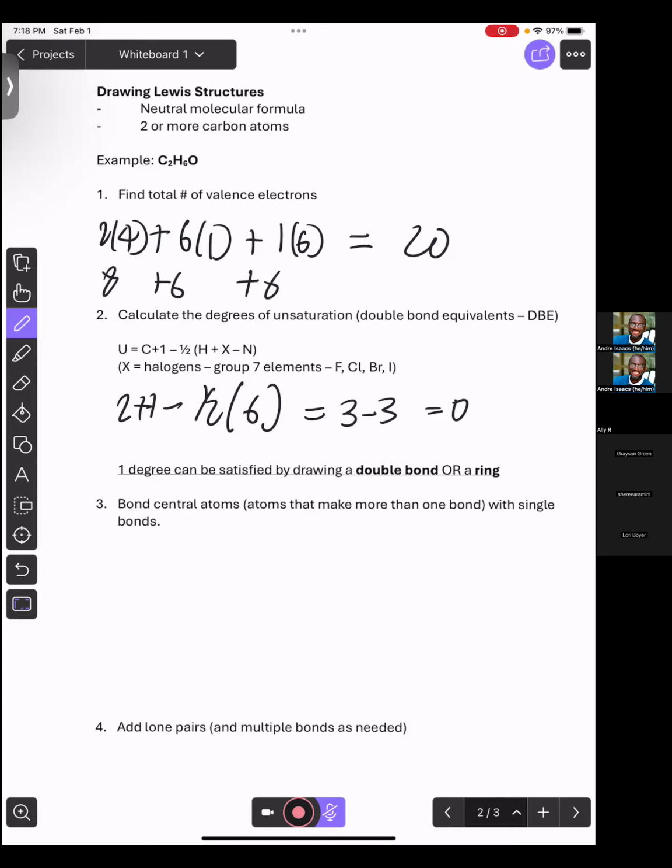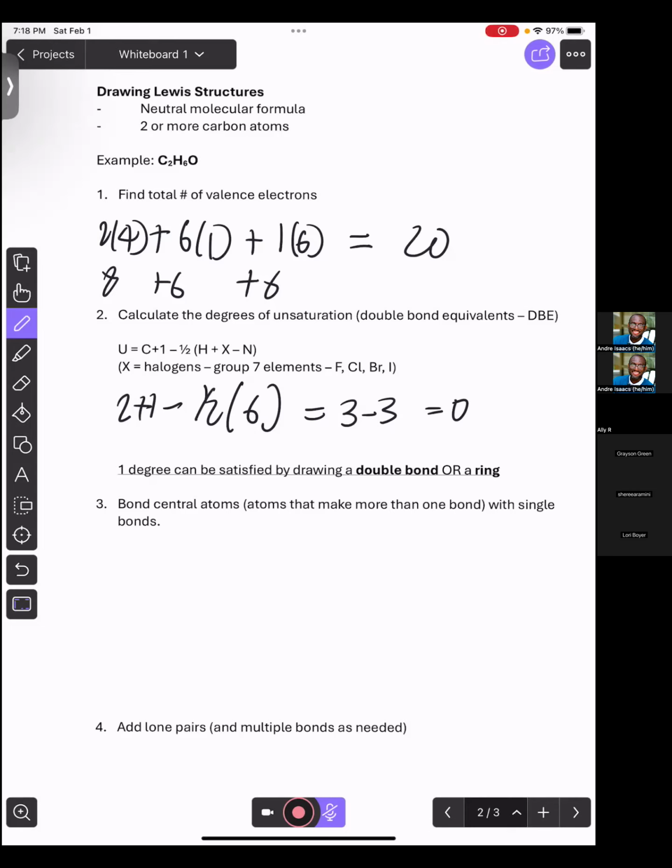So if you do the math and you get 1 degree of unsaturation, you can satisfy that 1 degree by either drawing a double bond or you can draw a ring structure. And when I say a ring, I mean you need 3 or more atoms connected to each other in a ring. Okay, we'll do some examples.